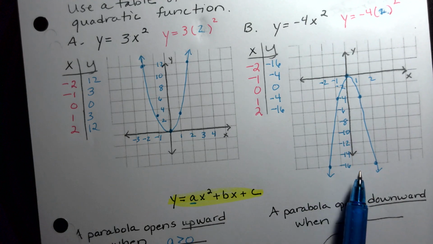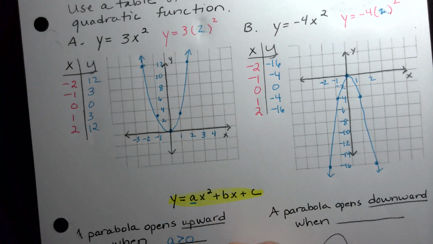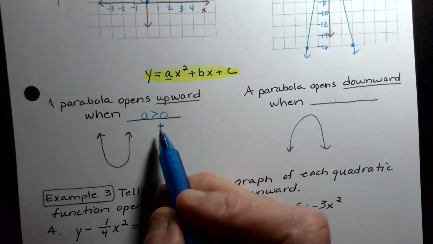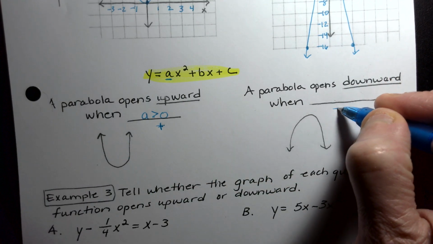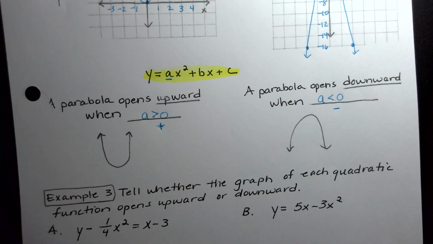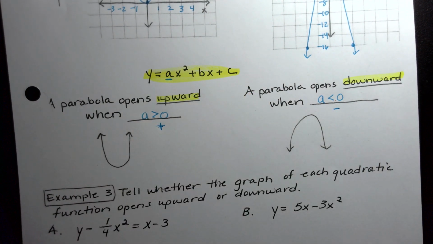No. So basically what happens is you end up having a positive value here, and you're going to have a positive value here. That's going to go up. If you have a negative value, if a is less than 0, which would basically mean it's negative, then it's going to curve down. Okay, so we're going to be looking for those, and you're going to be telling me upward or downward. Question is, what if it's 0?